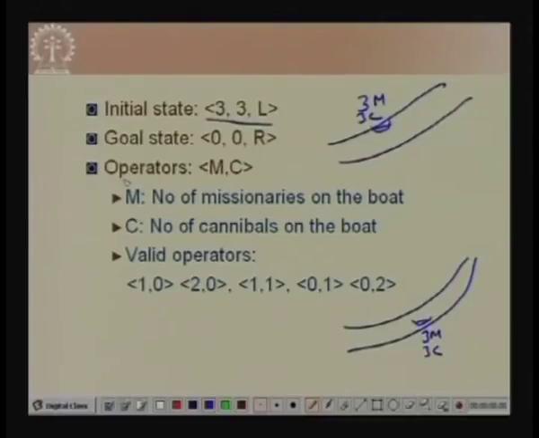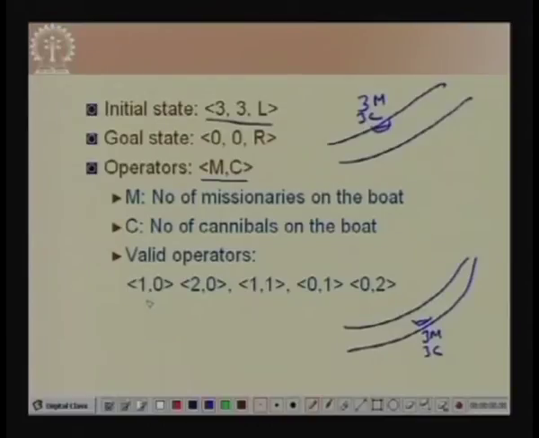The operators for this problem are a 2-tuple M and C. So, M is the number of missionaries on the boat, C is the number of cannibals on the boat. Since at most 2 persons can be in the boat at the same time, the possible operators are 10, 20, 11, 01 and 02. And 00 is not a valid operator because the boat needs at least 1 person to steer it.